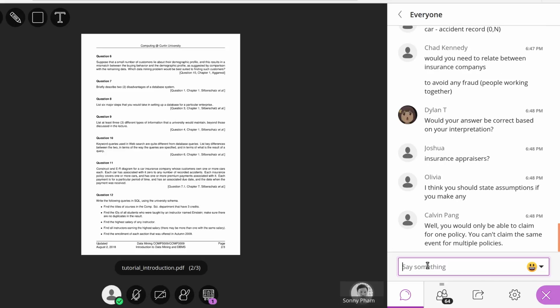All right. Exactly, so you can only claim for one policy. You cannot claim for multiple. Yeah, I mean maybe that's how insurance works. If you have different policies, then the same event you cannot claim. Maybe that's how they word the policy.